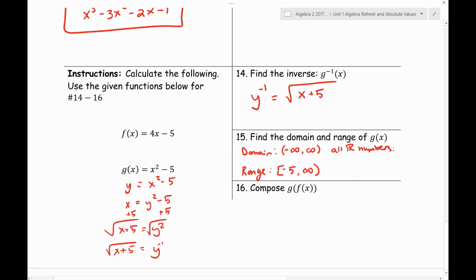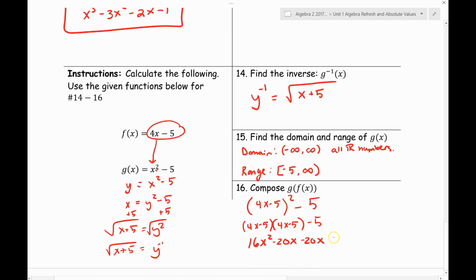Now I want to compose for the last one. I want to put f inside of g's function, so I'm going to take f and drop it inside of g's function. I have to remember to square it and then subtract 5, and 4x minus 5 goes inside. So we know how to multiply binomials now. So this becomes 4x minus 5 times 4x minus 5, and then subtract 5 at the end. So this gives me 16x squared minus 20x minus 20x plus 25, and then minus 5 at the end.